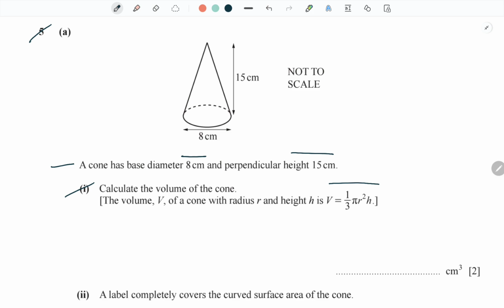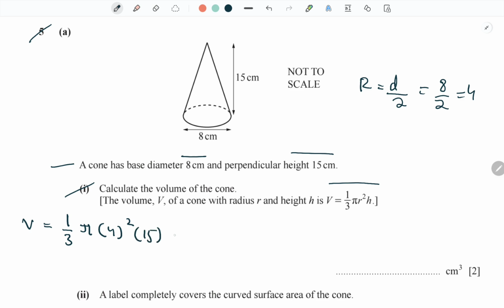First, if you see the formula, we have the radius, right? So first we find the radius: diameter over 2. The diameter is 8, so the radius is 4. Now we substitute the values into the formula. V equals 1/3 times pi, then instead of r we write 4 squared, and for the height we have 15.